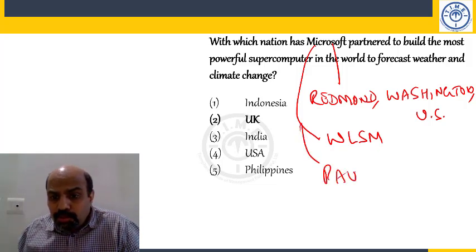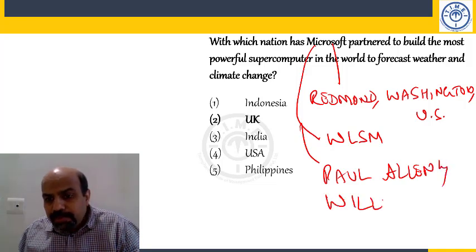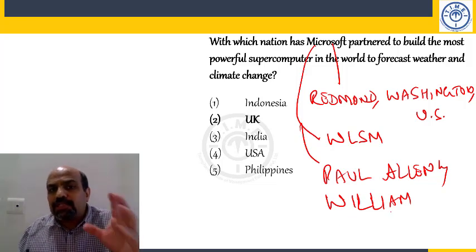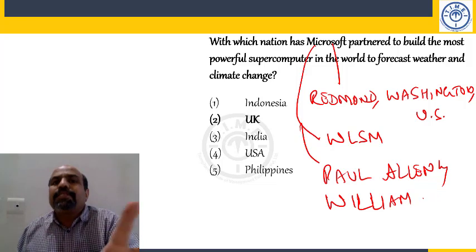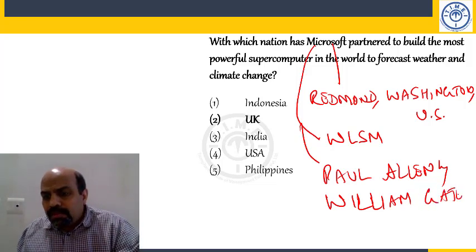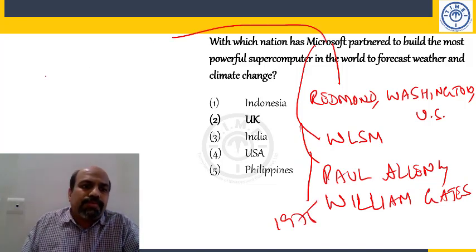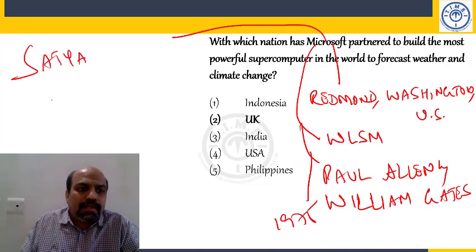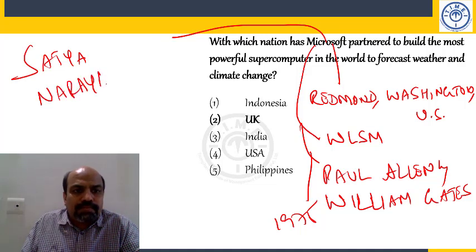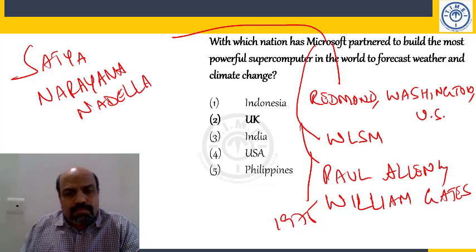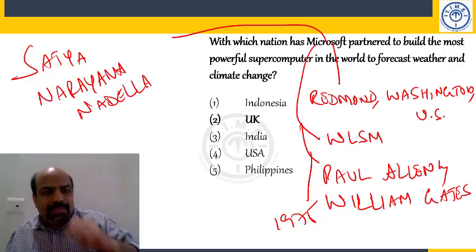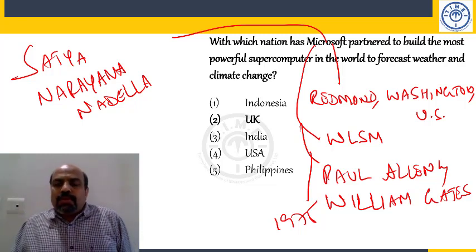This company was started by two persons, Paul Allen and William Gates. William is Bill Gates. Remember, William is the actual name of a guy called Bill. Bill is a nickname. William Gates. They started this company in 1975. Currently, the CEO of this company is Satyanarayana Nadella. Separate words. Satyanarayana Nadella. Okay.